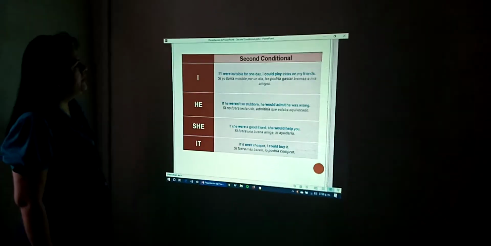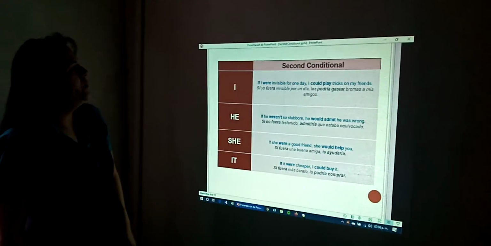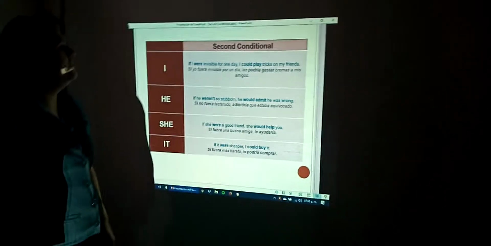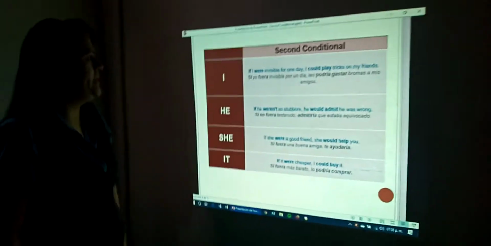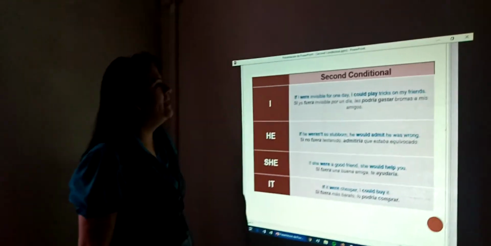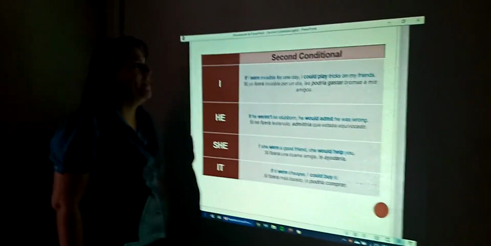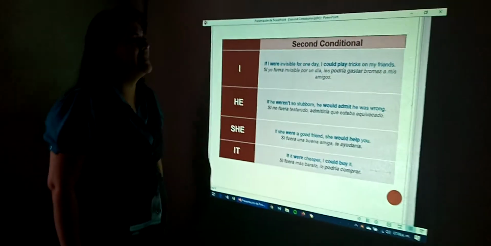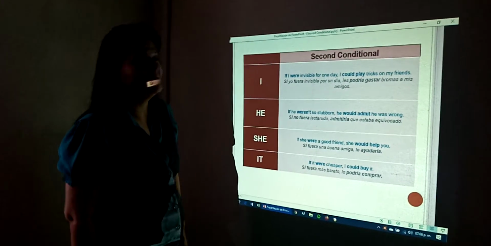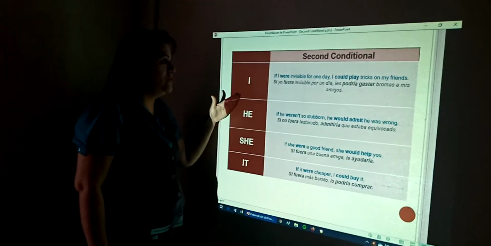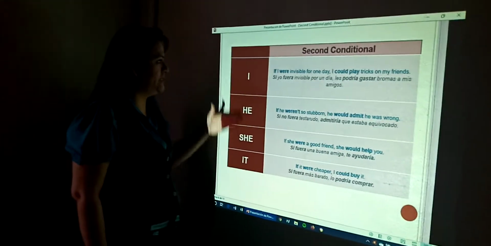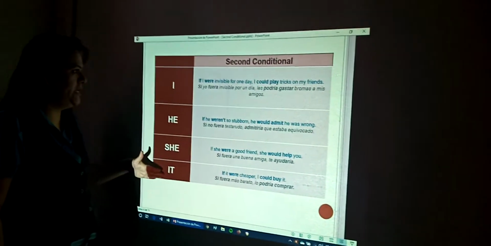Second conditional example: if I were invisible for one day, I could play tricks on all my friends. Repeat. If I were invisible for one day, I could play tricks on my friends. In Spanish: si yo fuera invisible por un día, les podría gastar bromas a mis amigos. This is the second conditional, you guys. And this is the subject: I, he, she, and it.